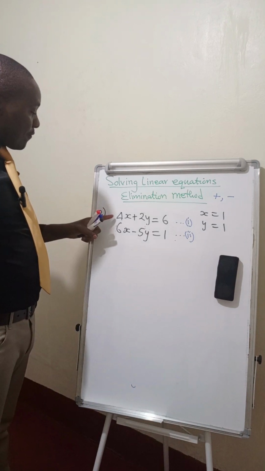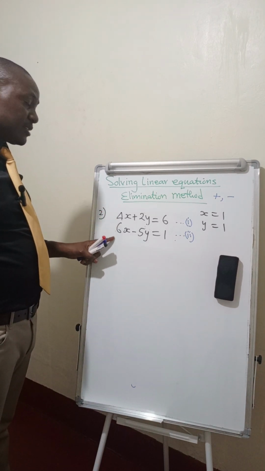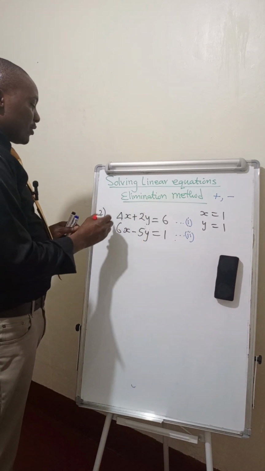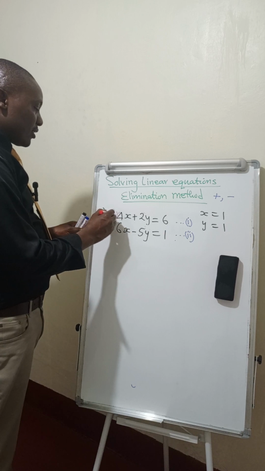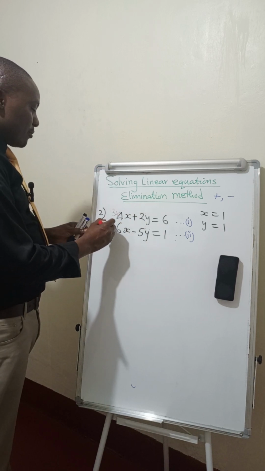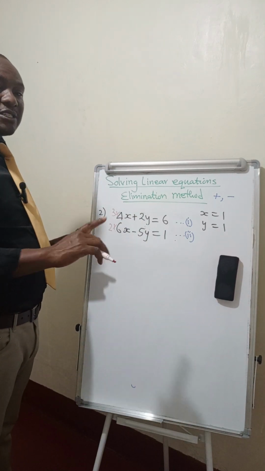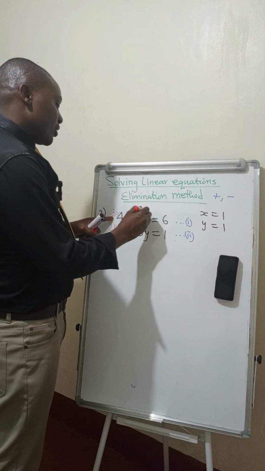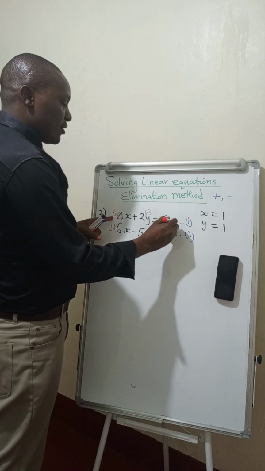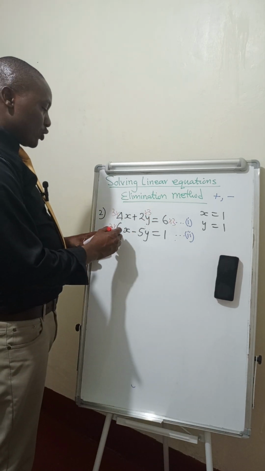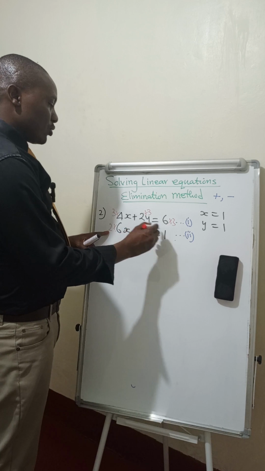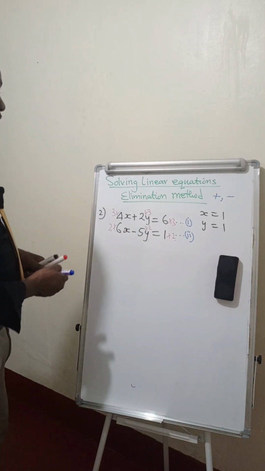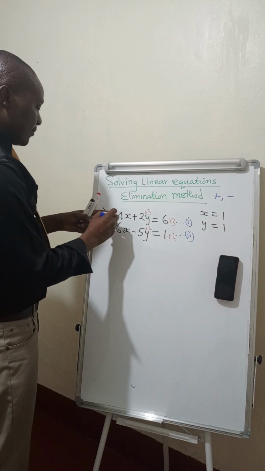The LCM of 4 and 6 is 12. How can you make this one 12? By multiplying by 3. This one multiplied by 2. Then the other step remains the same. If this one is multiplied by 3, even this one should be multiplied by 3, this one by 3. This one is multiplied by 2, this one also by 2, this one also by 2. Very good. What next? Let's rewrite them.